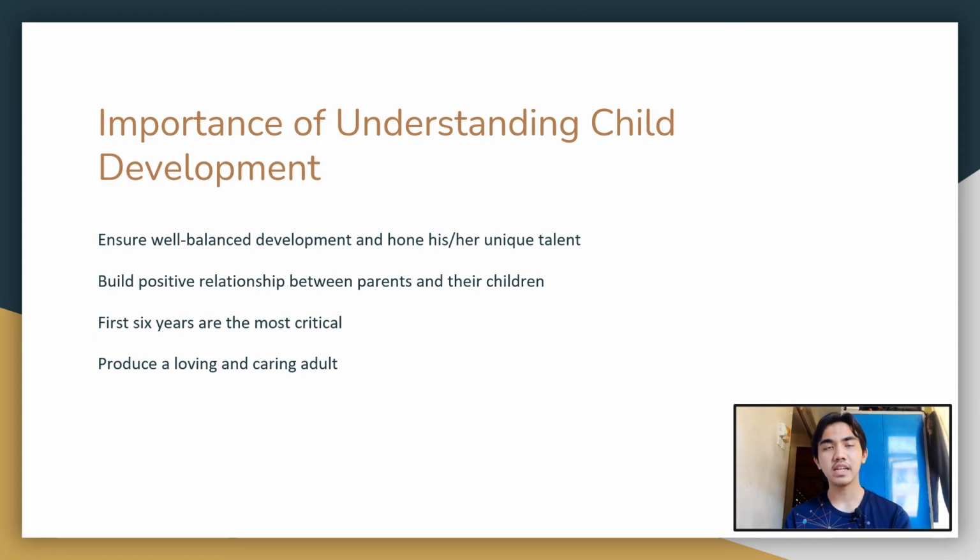Third point is that the first 6 years are the most critical. Children developed 85% of their core brain structure by the time they are 5 years old. The child will build on this core foundation throughout the rest of his life. Parents should know how to make sure their children's core brains are well developed.